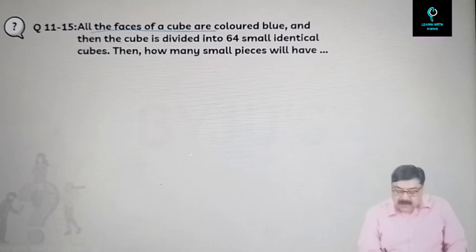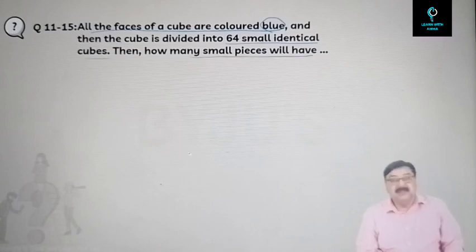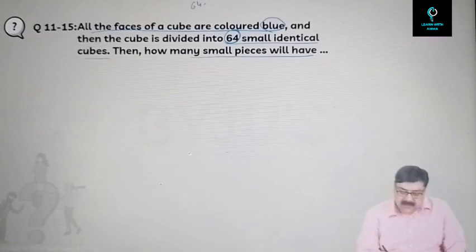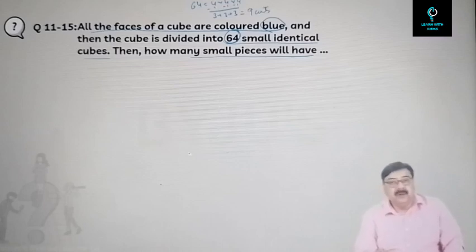Look at this one. All the faces of a cube are colored blue, and then the cube is divided into 64 small identical cubes. Then how many small pieces will have various questions on that. But first of all, 64 is the total number of identical cubes or small pieces. Now how do you get 64 pieces by giving least number of cuts? Well, 64 is nothing but cube of 4. So 4 into 4 into 4. Minus 1 from each of these. It is 3 plus 3 plus 3. That is 9 cuts in total. So 9 cuts are supposed to give you 64 pieces.